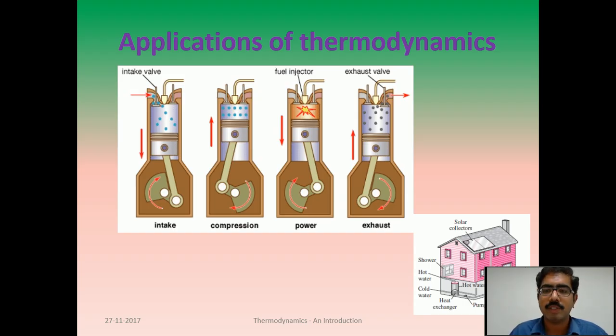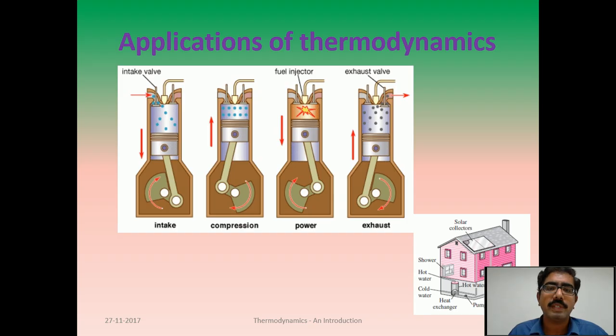Next is the compression stroke. In the compression stroke, the piston again moves from bottom dead center to top dead center. Here the air is compressed, and both inlet and exhaust valves will be closed. Here we are implementing the compression process. Due to compression, the pressure and temperature of the air will increase. Once the piston reaches the top dead center, the next process, the power stroke, will be carried out.